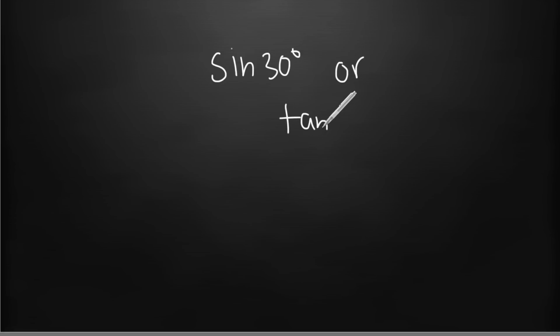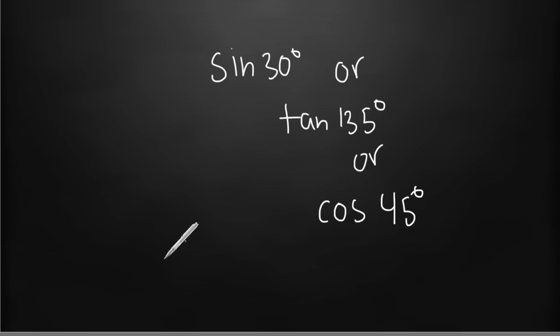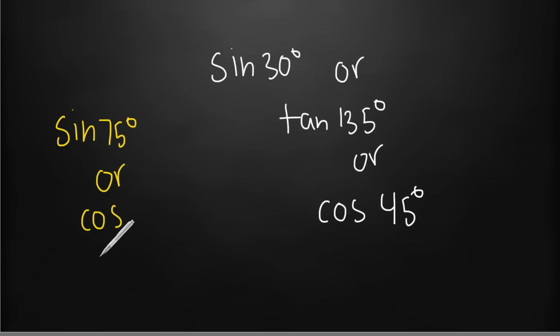Okay, up until this point, we have been able to use our unit circle and our 30, 60, 90, and 45, 45, 90 triangles to find values like sine of 30 degrees or tangent of 135 or cosine of 45 degrees. However, let's suppose for a second that we were interested in finding the sine of 75 degrees or the cosine of 15 degrees or the tangent of 165 degrees.